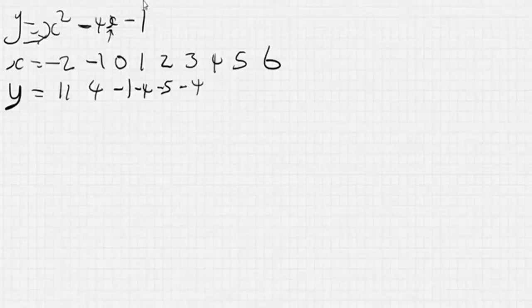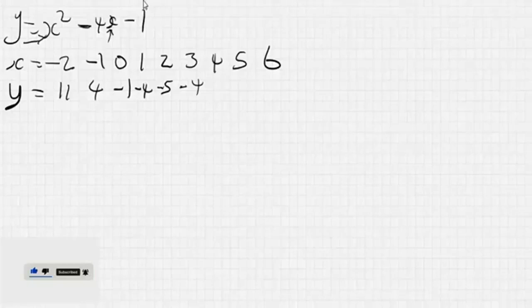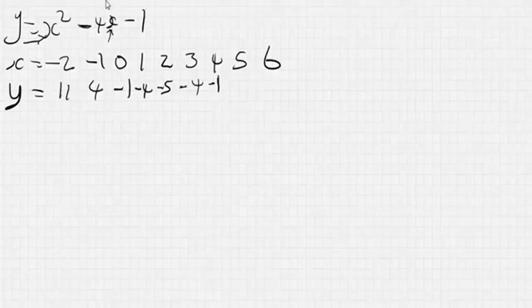Okay, now what of when x is 4? When x is 4, 4² is 16. Now 16 minus 16, we still have -4 times that is 16. 16 minus 16 gives us 0. 0 minus 1, I have -1. Okay, -1 here. Now for 5, 5² is 25. Okay, now we're going to have 25 minus 20 because 4 times 5 is 20. So 25 minus 20 gives us 5. 5 minus 1, we're going to have 4.